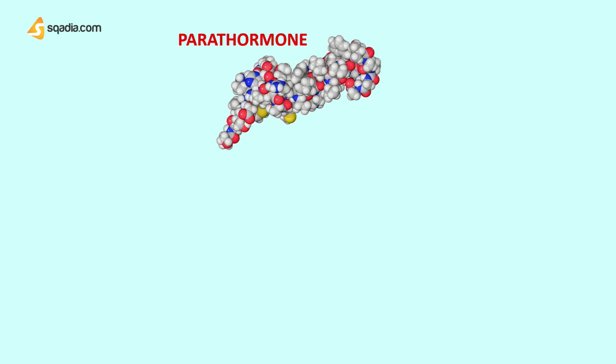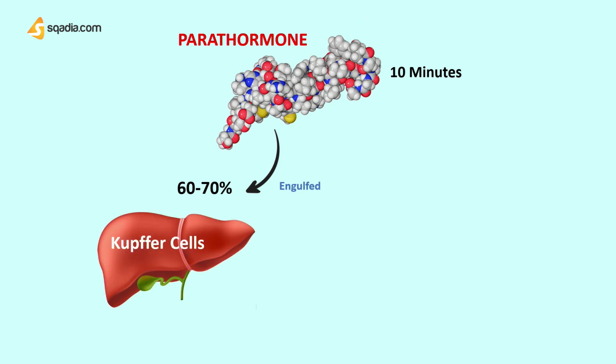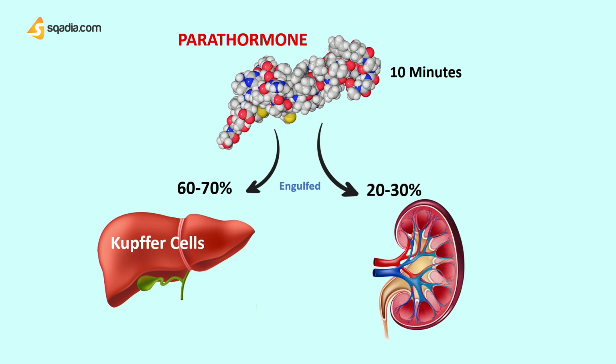So I told you earlier that the half-life of PTH is 10 minutes. So after this hormone has done its magic, 60-70% of it will be engulfed by the Kupffer cells of the liver, and almost 20-30% of this hormone will be secreted out of the kidneys.